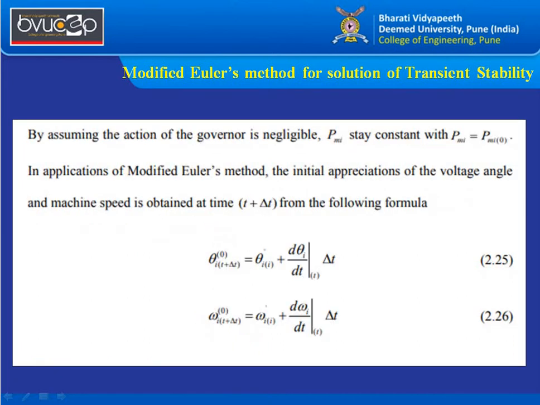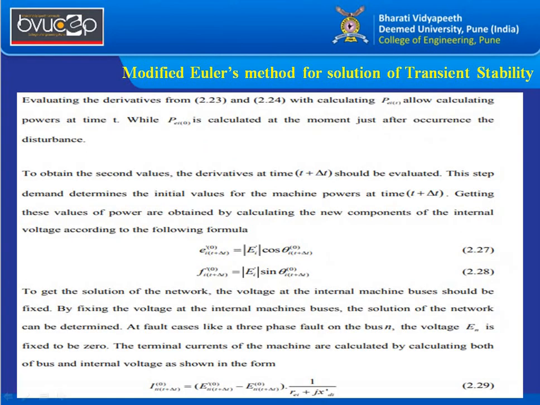So by assuming the governor action negligible and the other power losses negligible, and the generated power to be constant, the modified Euler's method can be applied for the voltage angle and machine speed by considering t plus delta t. We have just discussed what delta t is: the difference between the initial and final value, so this should be as small as possible. So theta i naught we can consider for the first iteration, considering this value and the previous value. This is the new value which we have to obtain, and this is the old value plus the derivative of the old value with respect to t into delta t. So these two equations we can apply for obtaining the voltage angle and the machine speed.